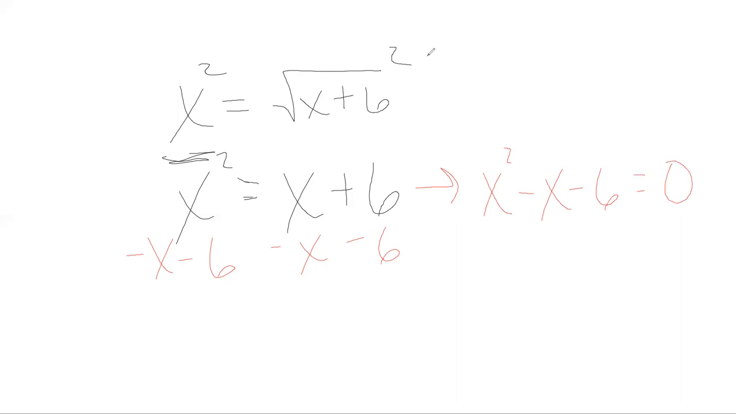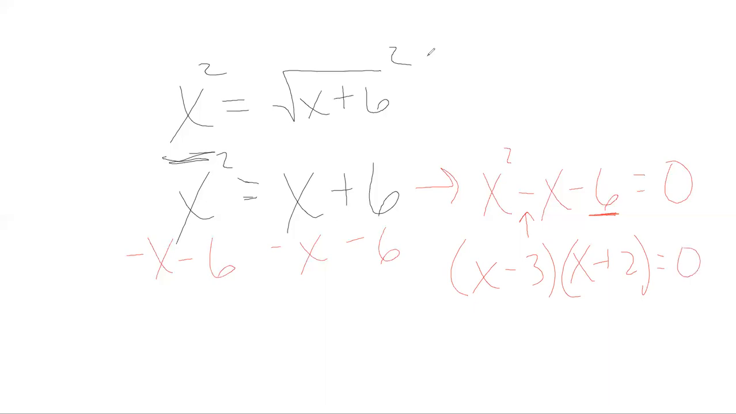Okay, now I have a quadratic equation set equal to 0. How do I solve it? Well, there's two ways. One, and the most efficient way, is to factor it. If it doesn't factor, we use the quadratic formula. But this one does factor because we're looking for factors of -6 that add up to -1. Go ahead and pause it now and think about that, or write that down on your paper. All right, you should have got x minus 3, x plus 2 equals 0.